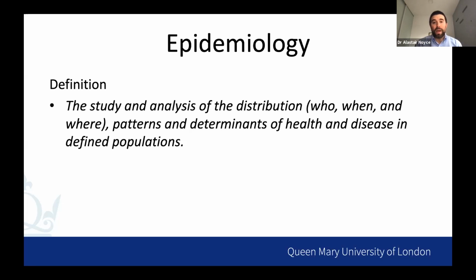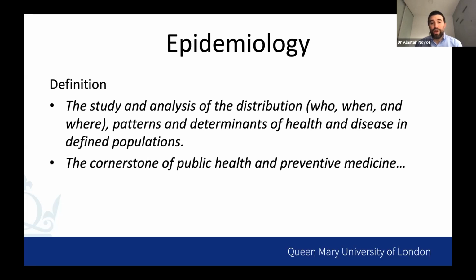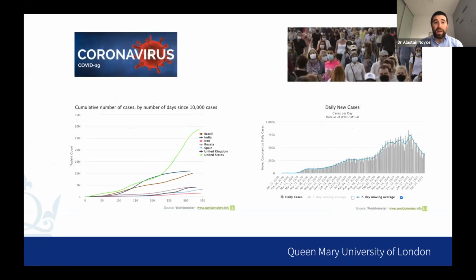We study and analyze the distribution, the who, when, and where, the patterns, and the determinants of health and disease in defined populations. Epidemiology is the cornerstone of public health and preventive medicine. We are all painfully aware of this over 2020 and 2021 because of the coronavirus pandemic. We've all become armchair epidemiologists, used to looking at curves of daily new cases and daily deaths, and to the interventions epidemiology recommends: face masks, physical distancing, hand washing, vaccination. Epidemiology is now really a household term.